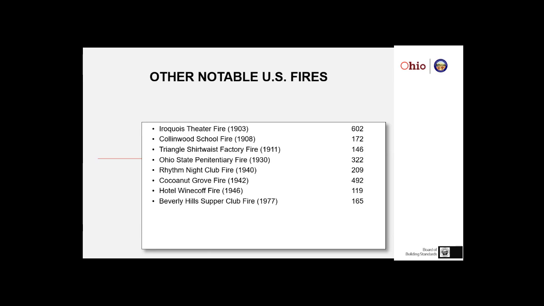Again, close to home, right across the Ohio River, down in Kentucky, the Beverly Hills Supper Club fire, 1977. Unfortunately, 165 people died in this fire. 200 were injured. This building was built in 1926 with numerous additions over the years. As you can imagine, it had created a maze of various different event areas, lounges, and rooms.